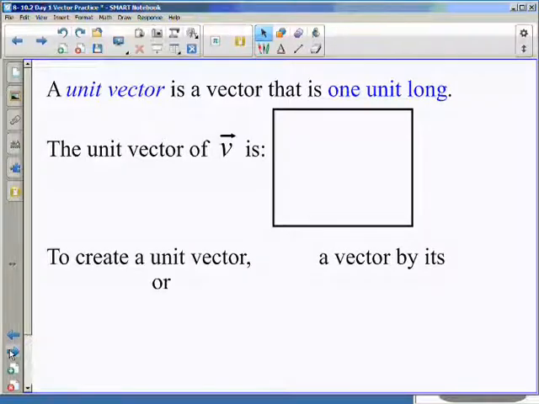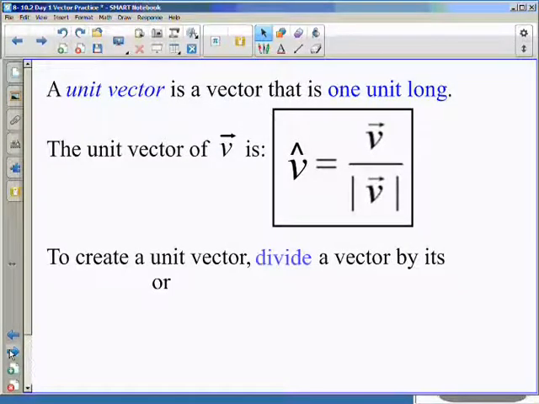The unit vector of, let's say, vector v will look like this. We put a caret or hat over the letter instead of the vector symbol. And all we do is take the vector, which has components to it. We only deal with 2 dimensions. If we had more dimensions, there would be more letters, I, J, K. And then we divide by the magnitude of the vector. So to create a unit vector, we divide a vector by its magnitude or length.